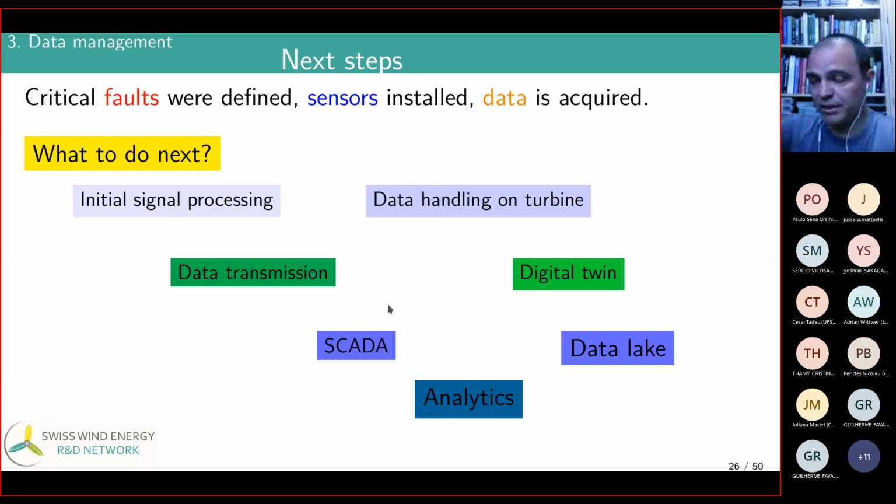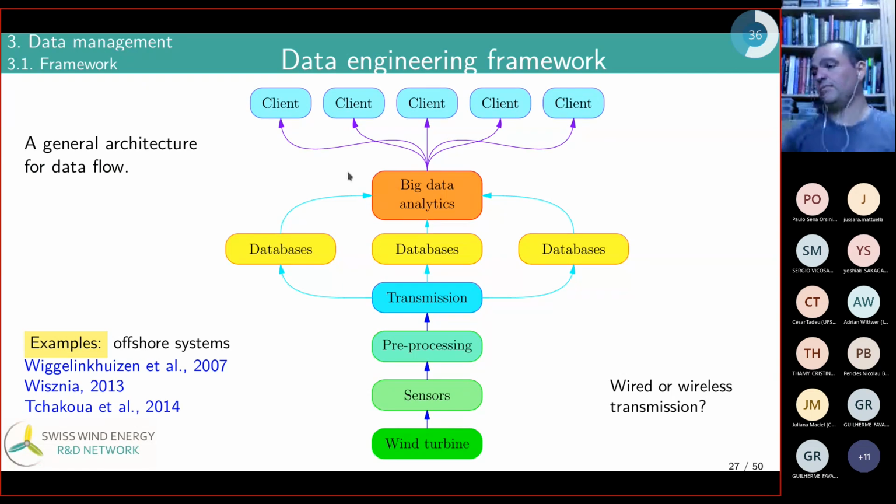I don't know if everyone knows about SCADA, but this SCADA is informing the data lake. Maybe the digital twin is filling the data lake, and from there we need to have some analytics. Someone, maybe on the other side of the world, doing analytics about the wind farm that is running in Brazil. So here's some of this flow, starting with the wind turbine, sensors, pre-processing, transmission, database.